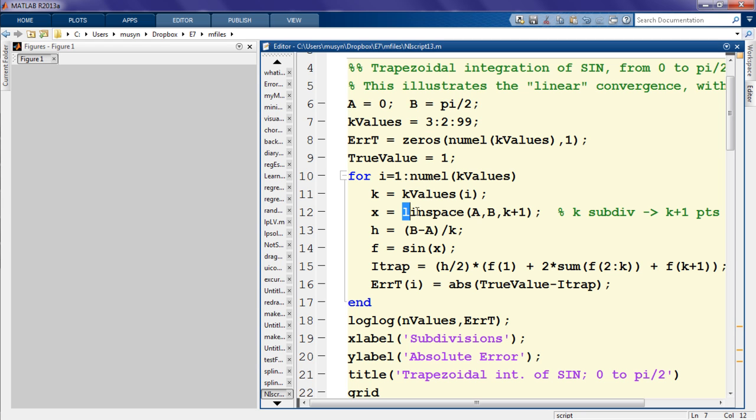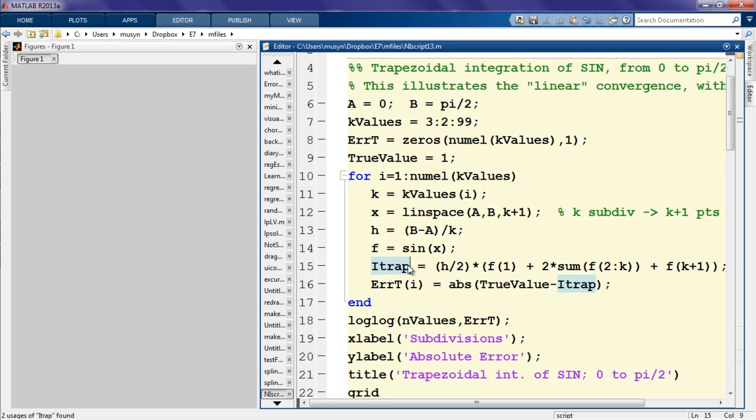X will be a linearly spaced vector from a to b with k plus 1 points. Remember that for k subdivisions, there's k plus 1 function evaluations. H is (b minus a) over k, and the function value is simply the sine of the argument. X is a vector, sine is vectorized, therefore f will be a vector of the same length, also k plus 1 points.